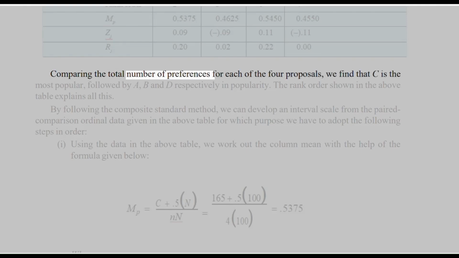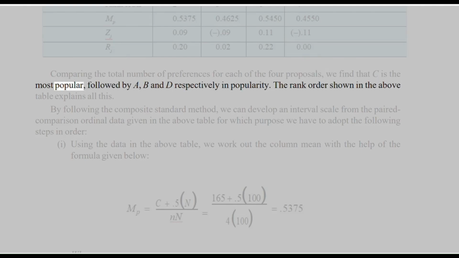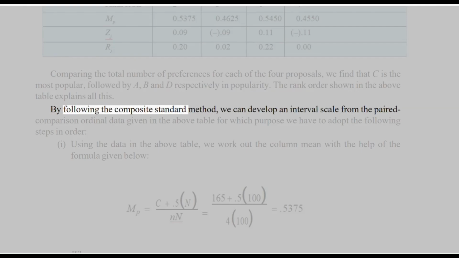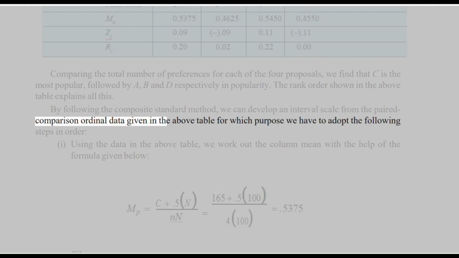Comparing the total number of preferences for each of the 4 proposals, we find that C is the most popular, followed by A, B and D respectively in popularity. The rank order shown in the above table explains all this. By following the composite standard method, we can develop an interval scale from the paired comparison ordinal data given in the above table, for which purpose we have to adopt the following steps in order.